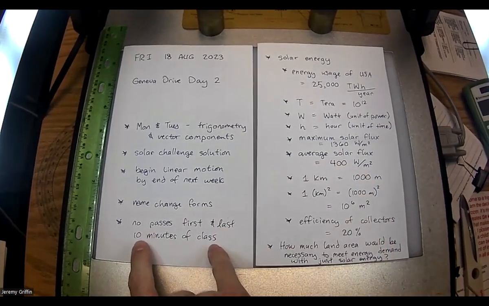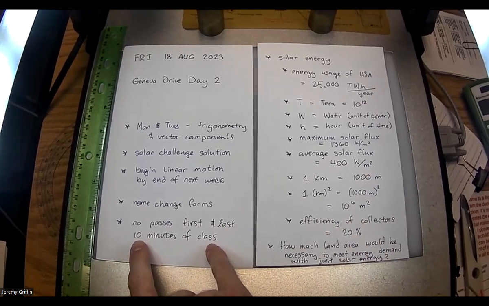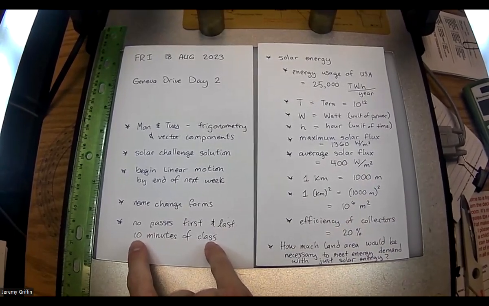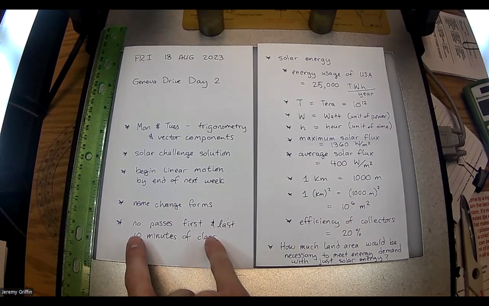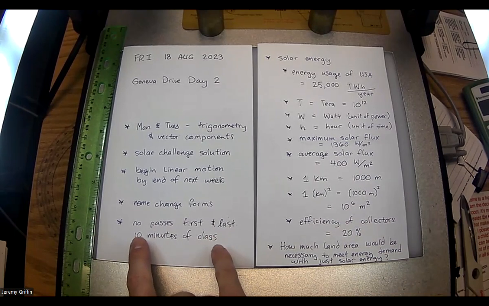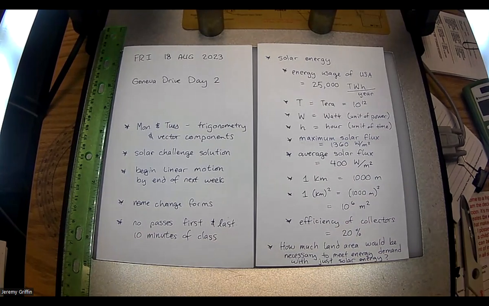Administration is requesting no hall passes, no restroom passes the first 10 minutes and the last 10 minutes of class, I think to help maintain order a little bit more around the school too. So if you do need a hall pass or restroom pass, let's try to stick to this. So please just ask somewhere in the middle of the half-hour class. All right.